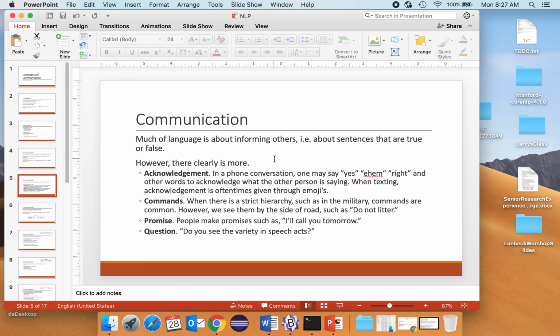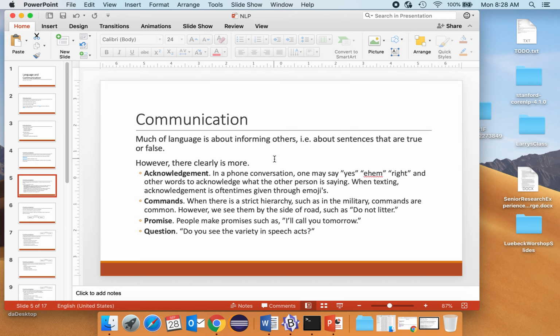So think about things as basic as acknowledgement. In a phone conversation, or in a video chat where maybe you turned off the video feature, it's sort of frustrating to talk and not know whether the other person is still there, so to speak, is still paying attention. A lot of times we say yes, or right, or other words to acknowledge what the other person is saying, to indicate, yeah, we're still there. When texting, we a lot of times use emojis to indicate that we got something.